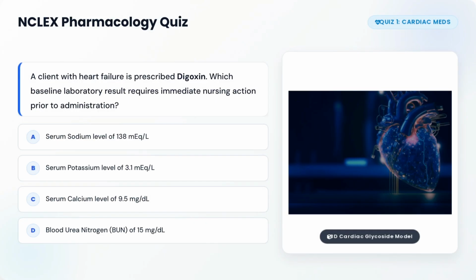Let's begin with a question on cardiac medications. A client with heart failure is prescribed Digoxin. Which baseline laboratory result requires immediate nursing action prior to administration?